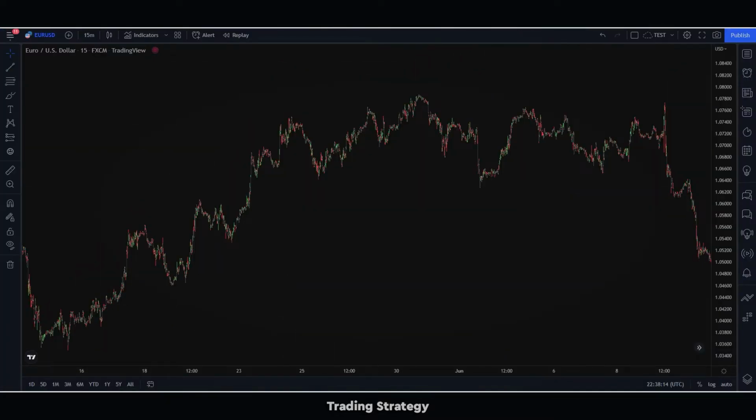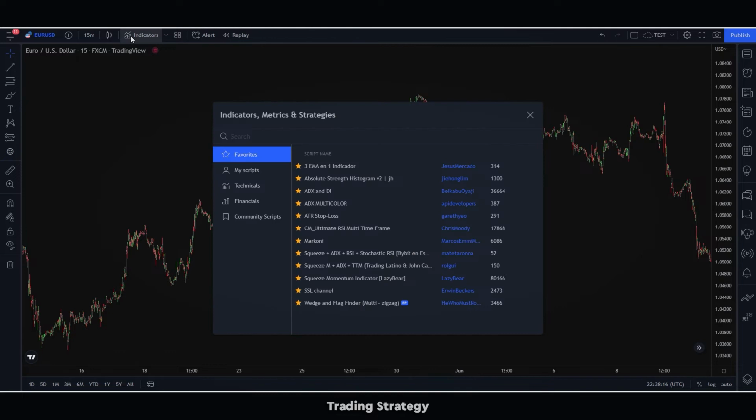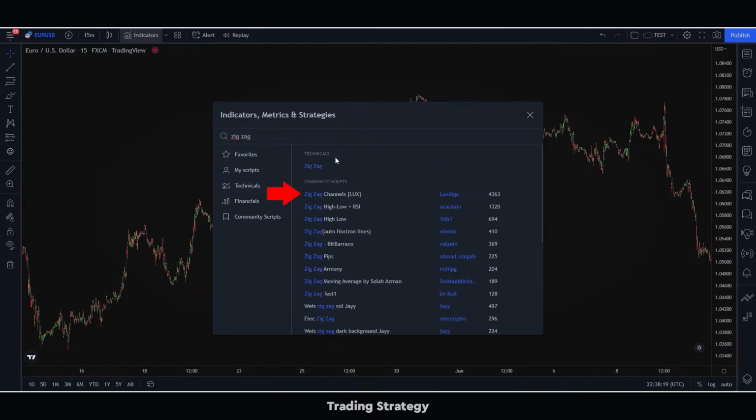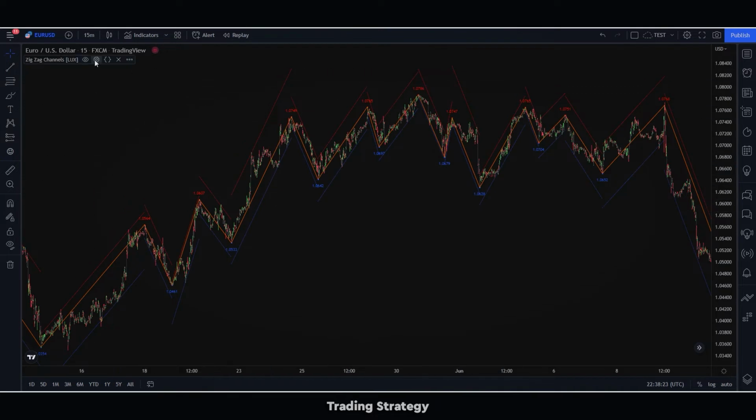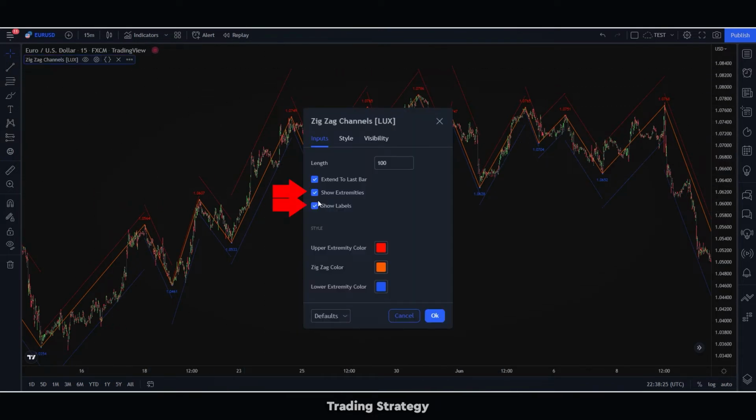The first thing we will have to do is select the zigzag indicator. I recommend this one here. For this indicator, we will only disable these two options.